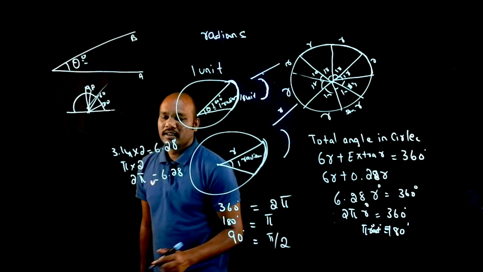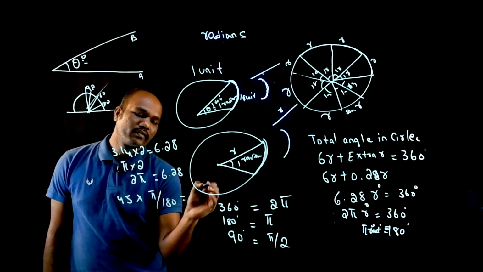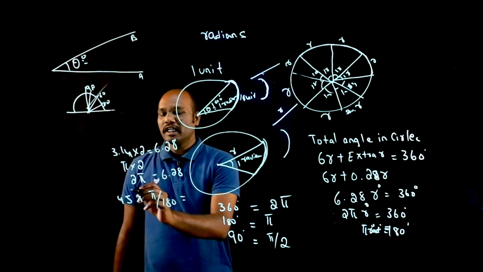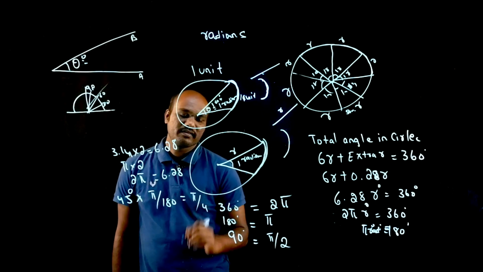So how to convert from degrees to radians? Just multiply. If it is 45 degrees, just multiply with pi by 180. If it is a degree, just multiply with what? Pi by 180. So 45 over 180 is one fourth, so pi by 4 radians.